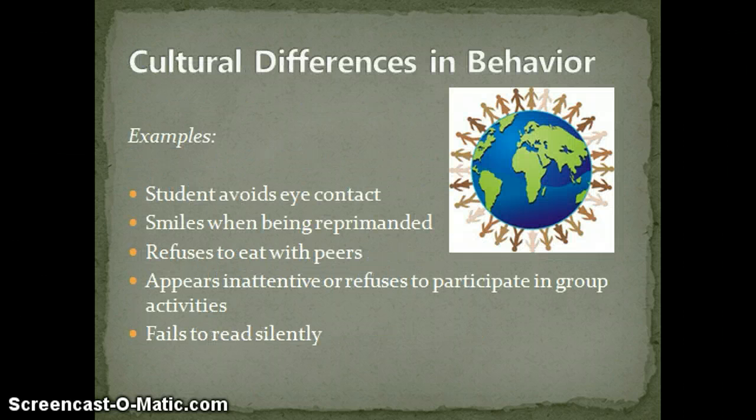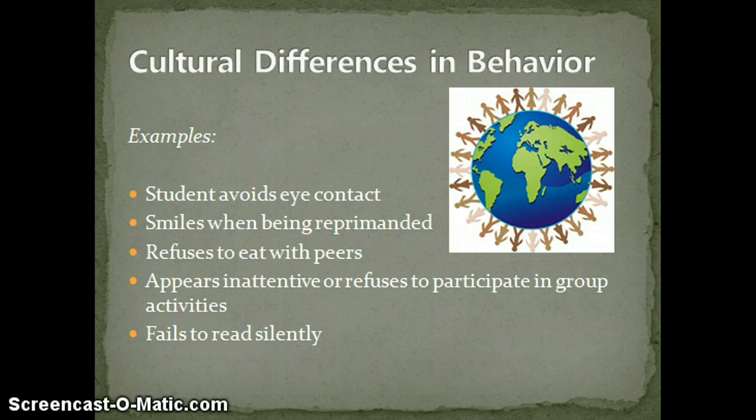As teachers, we need to understand that there are very many different cultures of behavior. For example, a student might avoid your eye contact. Here in our English-speaking world, we show that as a sign of disrespect, when in fact, in their culture, it might be a way of showing respect by avoiding eye contact and not challenging the teacher's authority. Another example might be they smile when being reprimanded. This is also a gesture of respect taught to do to avoid giving offense in difficult situations.